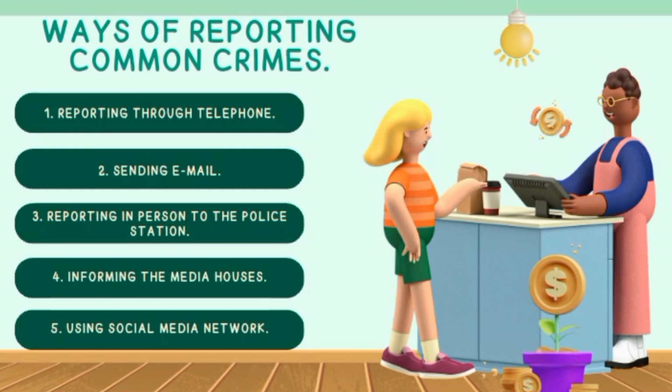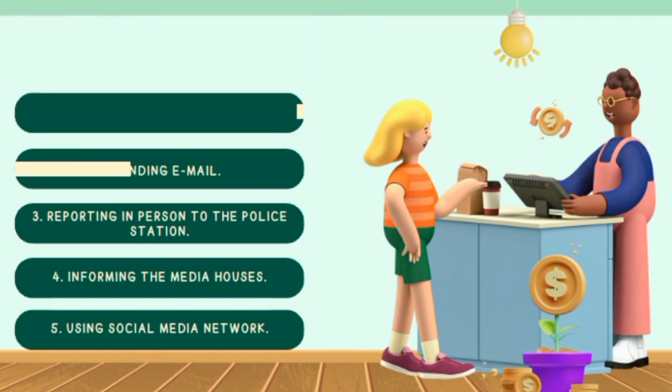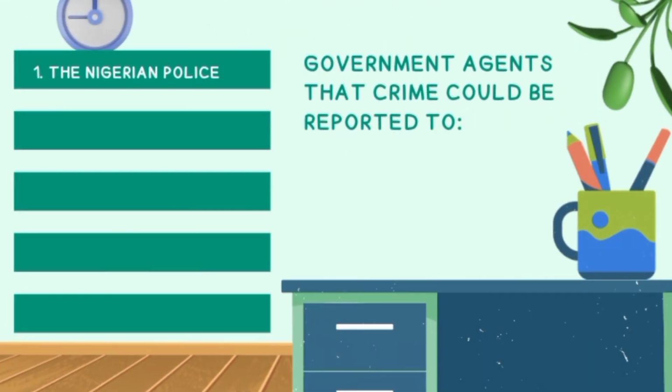Having said that, what are those government agencies we can actually report crime to? Yes, we know that we can report our crime, but to who? Who are the persons we can report our crime to? Let's now take a look at them. Number one is that you can report crime to who? The Nigerian police. We are actually looking at government agents that crime could be reported to. You can report to the Nigerian police.